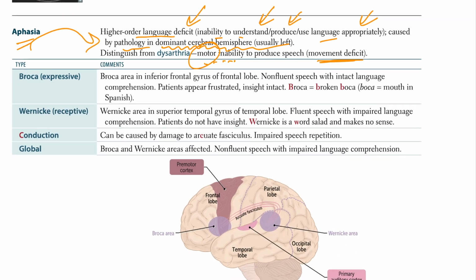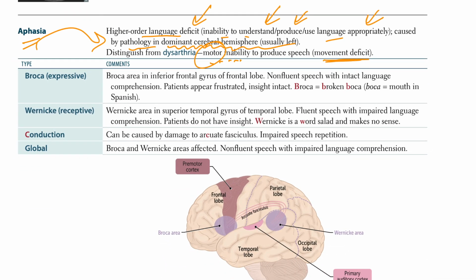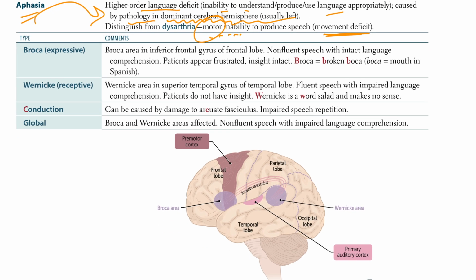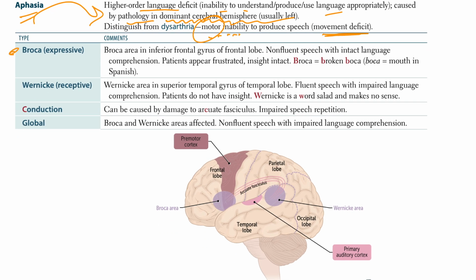And we did touch on this in neuroanatomy, but let's just go over it again. Aphasias have types, right? Broca, which is expressive aphasia, Wernicke's receptive aphasia, conduction aphasia, and global aphasia. The Broca area, high yield, is in the inferior frontal gyrus of the frontal lobe, while the Wernicke's area is in the superior temporal gyrus.